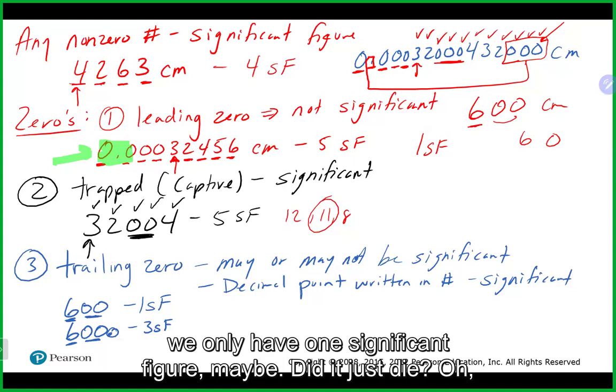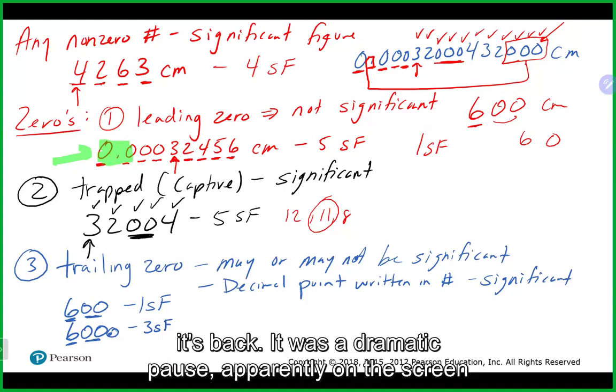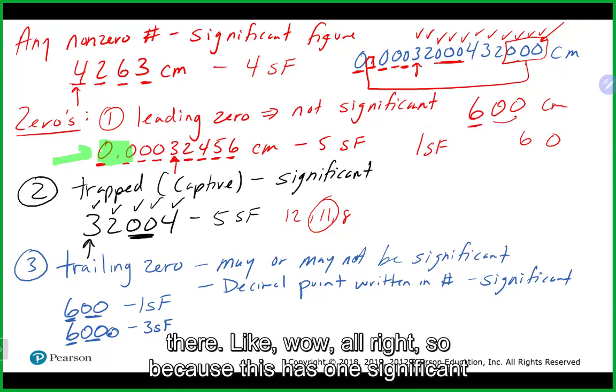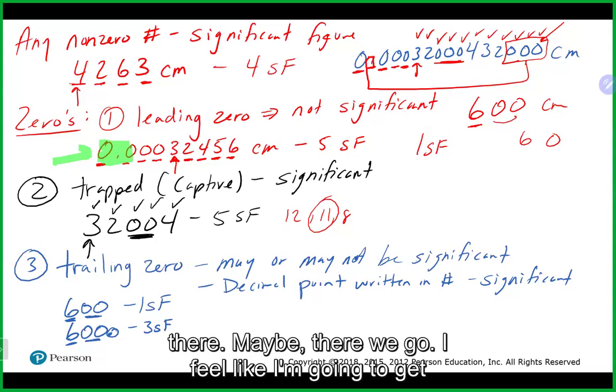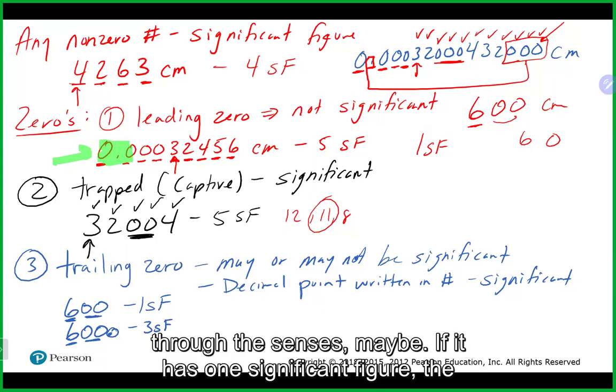Did it just die? Oh, it's back. All right. It was a dramatic pause, apparently, on the screen there. Wow. All right. I feel like it doesn't like that move right there. There we go. I feel like I'm going to get through the sentence, maybe.